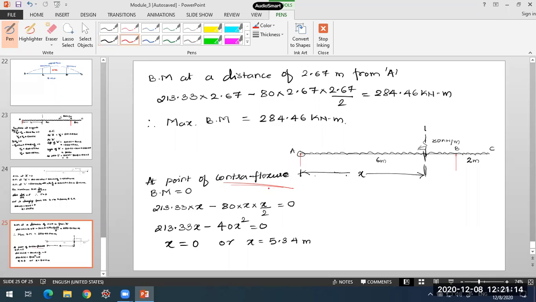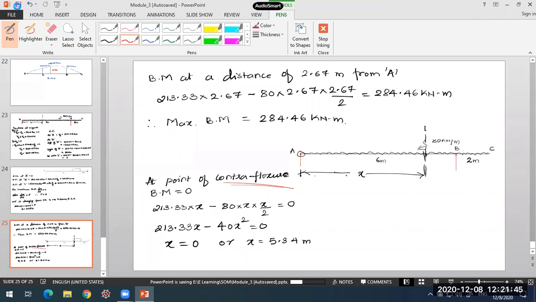If a point of contraflexure exists in your beam, you will come to know by looking at the bending moment values we have calculated. If the bending moment is changing from positive to negative or negative to positive, a point of contraflexure will exist in that beam. Then you have to find the distance where that point lies, or where the bending moment is changing its sign. Fine.